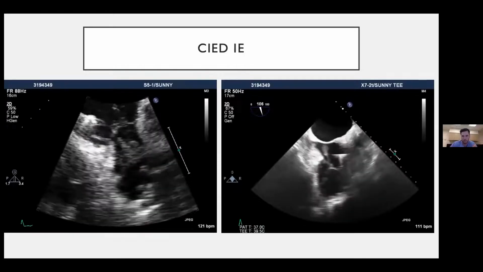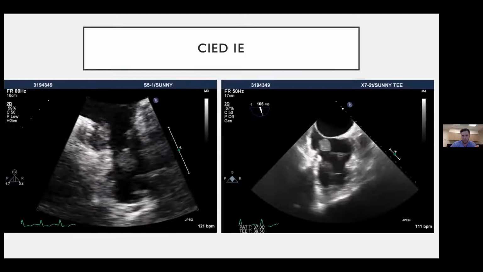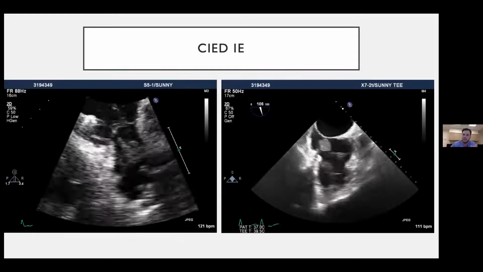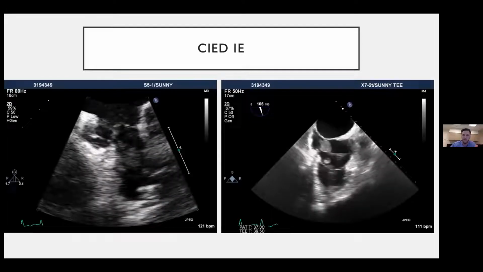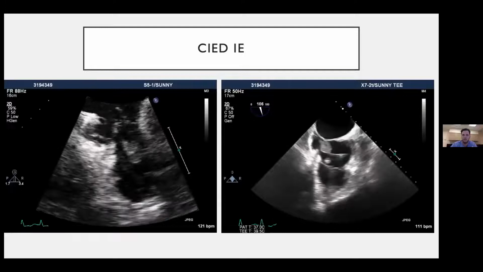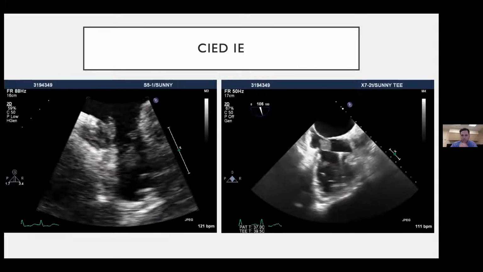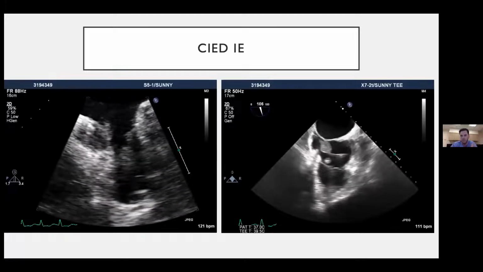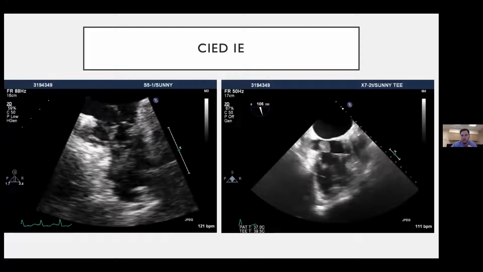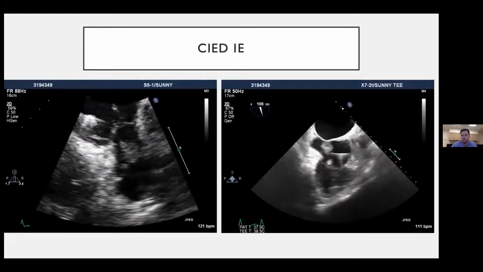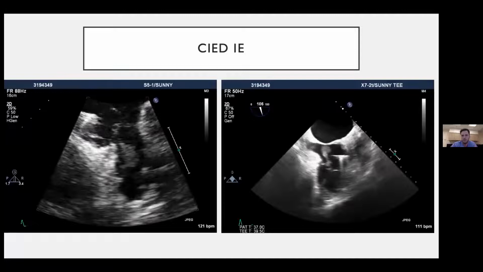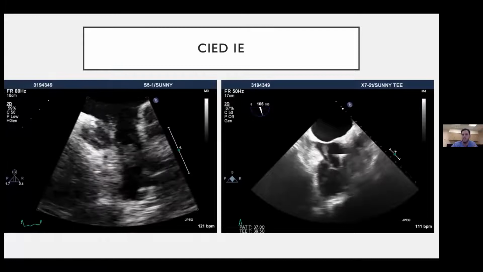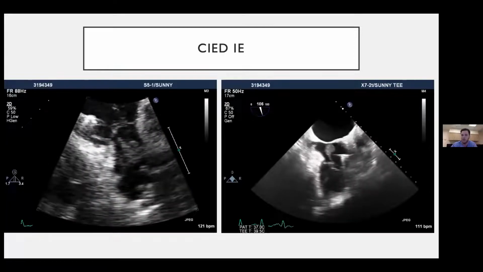Overall, though, transthoracic imaging has poor sensitivity and specificity for detection of vegetations on leads. It's poor enough that if there's a lead in place and there's suspicion of endocarditis, all of these patients should have a TEE done. But keep in mind that we often do see mobile, benign fibrin thrombi on device leads, not uncommon. So a mass on a lead doesn't necessarily mean infection, and you need to use clinical context to guide you. Also keep in mind that a negative TEE doesn't rule out a pulse generator or a pocket infection.